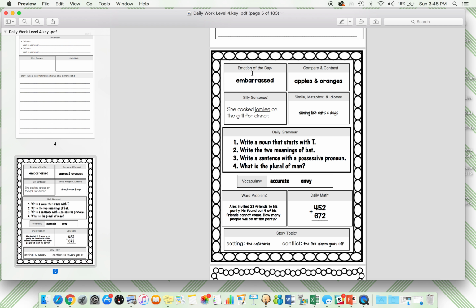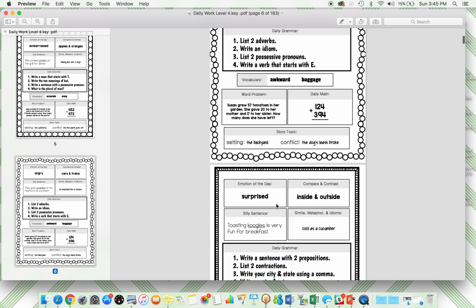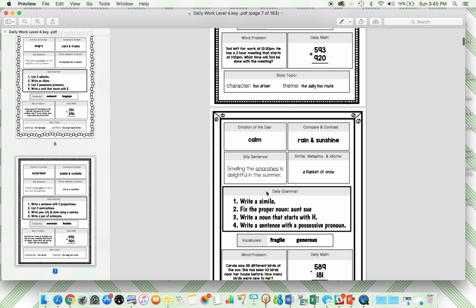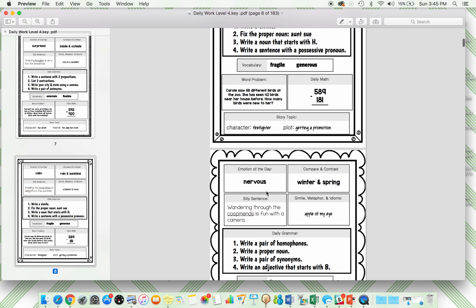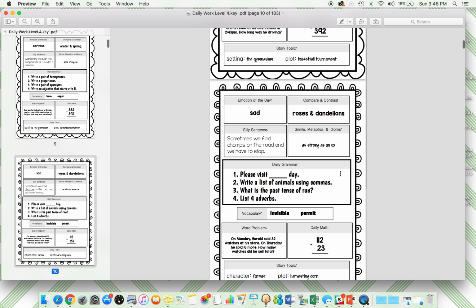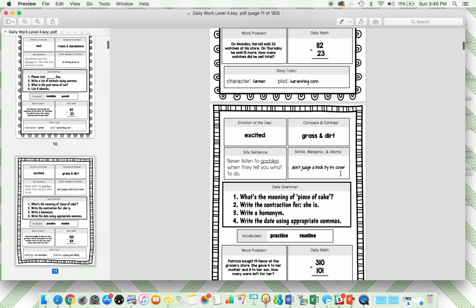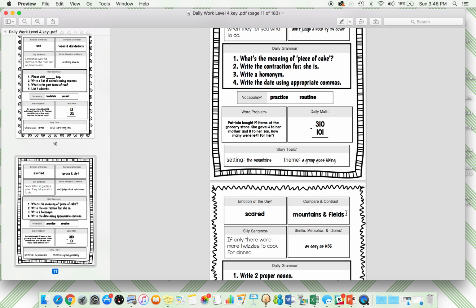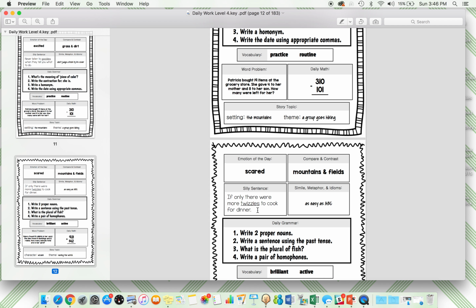For example, here's an emotion of the day, embarrassed or angry or surprised. So students will have to write what that emotion means and then apply it to different scenarios. Then compare and contrast. Students have to compare and contrast winter and spring, roses and dandelions, grass and dirt, mountains and fields. The silly sentence is where we're going to practice that inferencing skill I talked about.